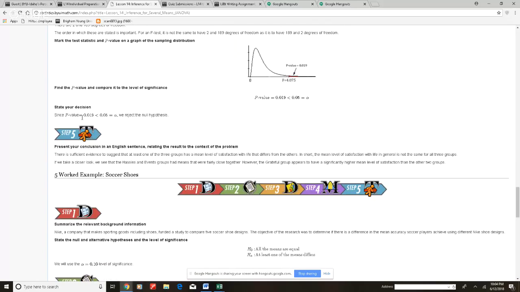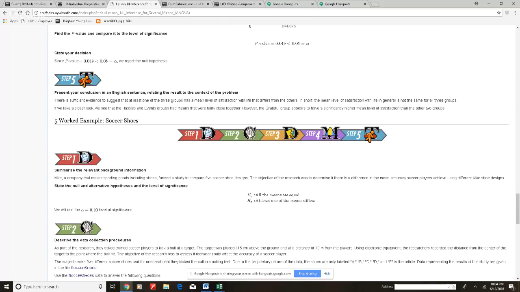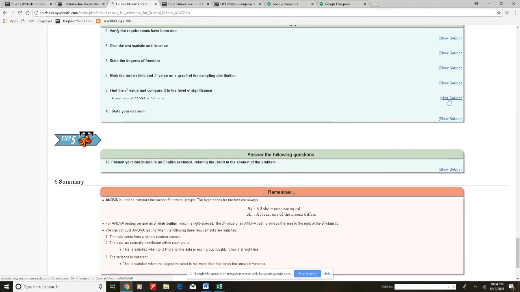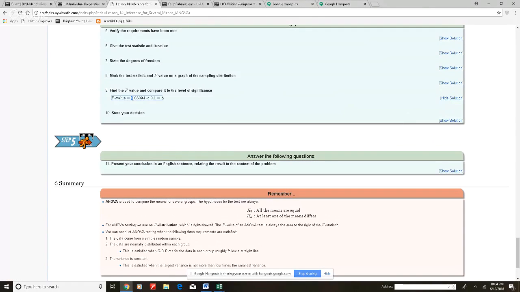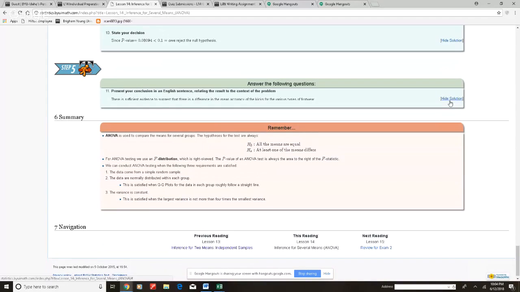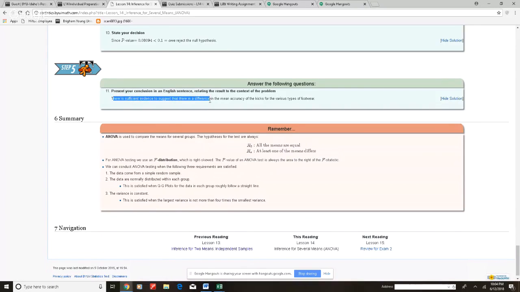So like this one right here, the p-value is smaller, right? So you reject the null hypothesis, and it says there is sufficient evidence to suggest that at least one of them has a different mean level of satisfaction. This one is the same thing, the p-value is smaller, so you reject the null hypothesis, and the conclusion is there is evidence to suggest that there is a difference in the mean. At least one is different.